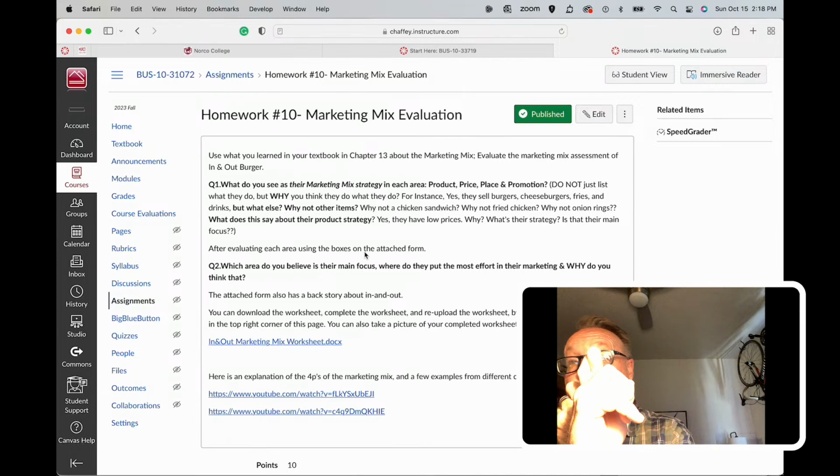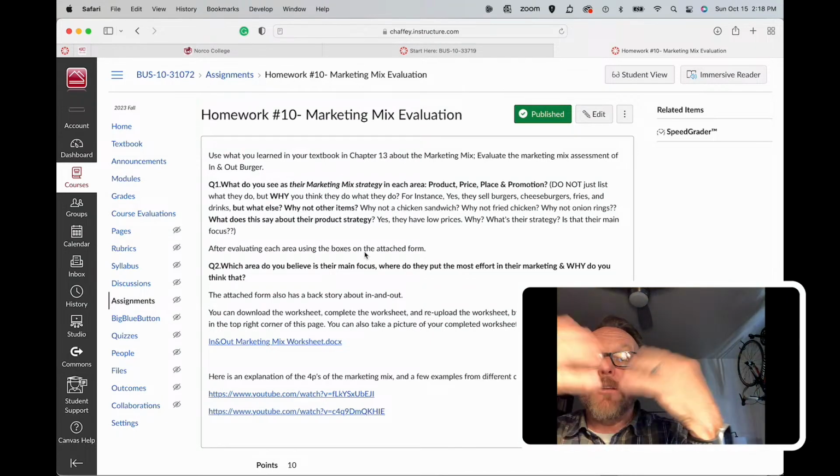And product is what good or service that you're providing. Price is what strategy for pricing. Are you going to use low price strategy or high price? Place is where do you get it? How easy is it to get? How do you distribute it?